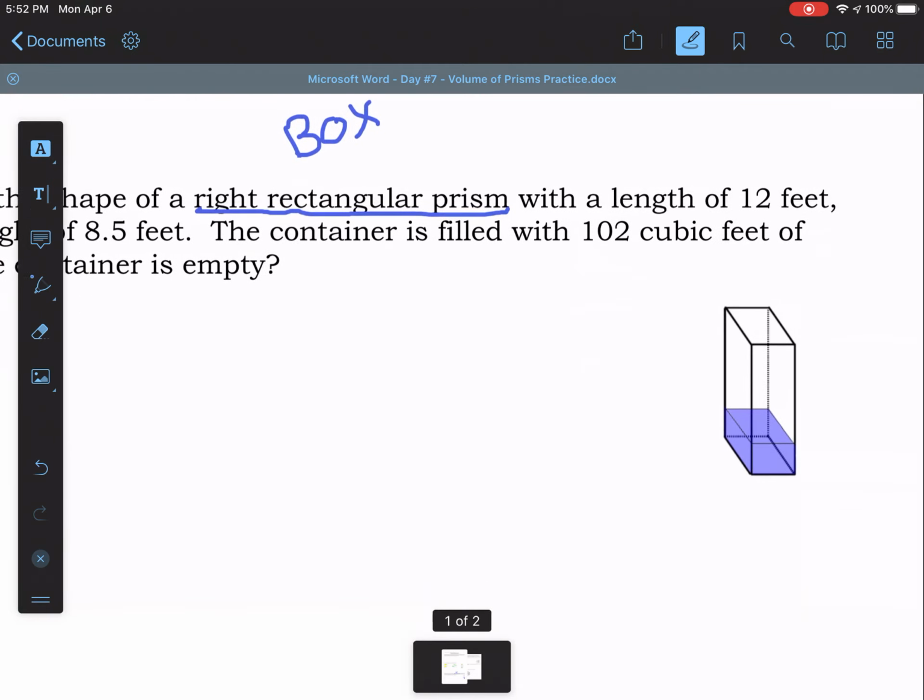So the first thing I just want to point out, just one little thing, is that anywhere a problem references a right rectangular prism, that just means that it's a box. That's just a fancy way of saying box, so I don't want that to throw you off.